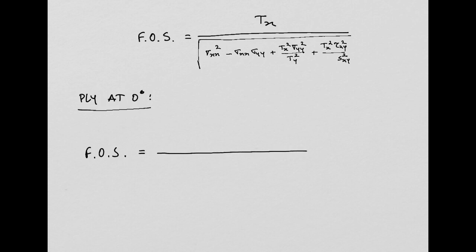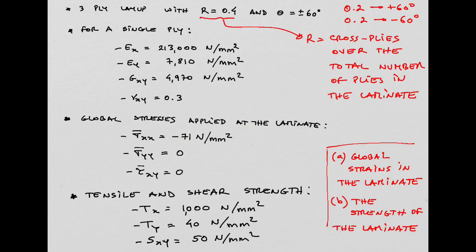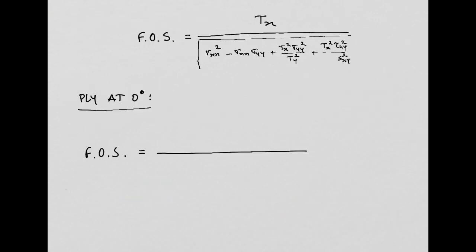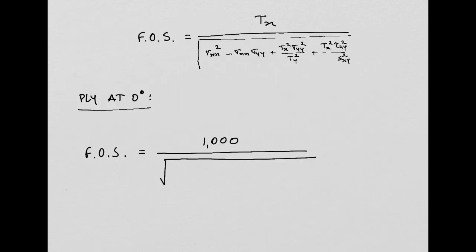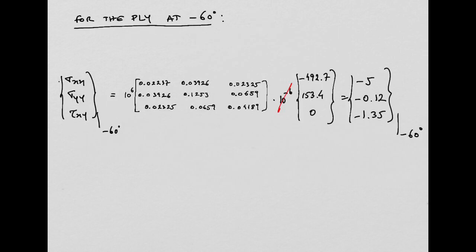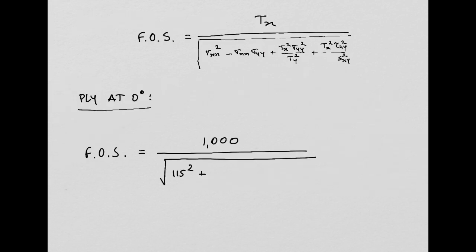is going to be equal to Tx. Tx is given in the question. How much was it? 1,000. So 1,000 here, our Tx. Now square root sigma xx squared. Sigma xx for 0 degrees is minus 115. Because it's squared, I can put here 115 squared. Now minus sigma x times sigma y, so careful here, we are working with the ply at 0 degrees. So sigma y is 0.04, sigma x is minus. So this becomes plus.